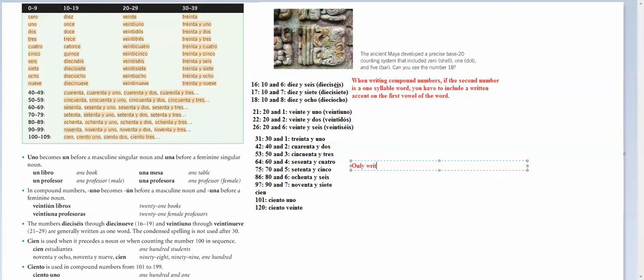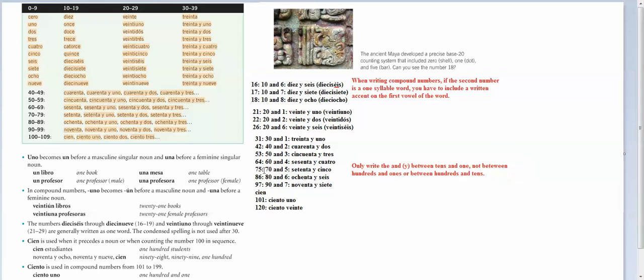So only write the and or the y between 10s and 1s, not between hundreds or between hundreds and 10s.